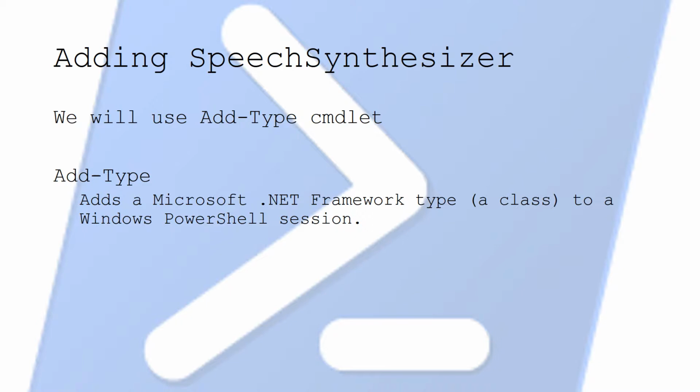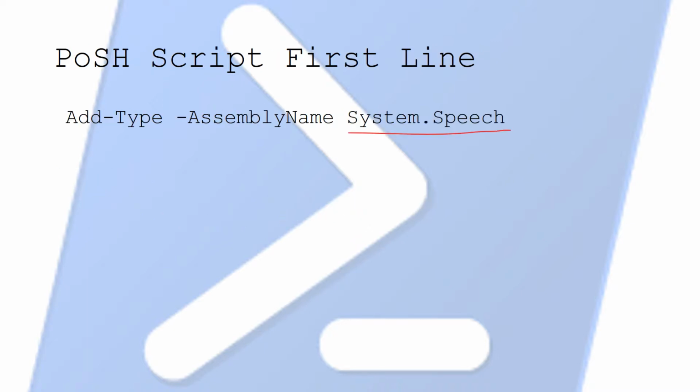To be able to make this happen, we need to add the speech synthesizer class to PowerShell. It's quite simple to do that. You must use the Add-Type cmdlet. So the first line of the code starts with Add-Type -AssemblyName System.Speech. In this case, we are adding the System.Speech to this section of PowerShell.